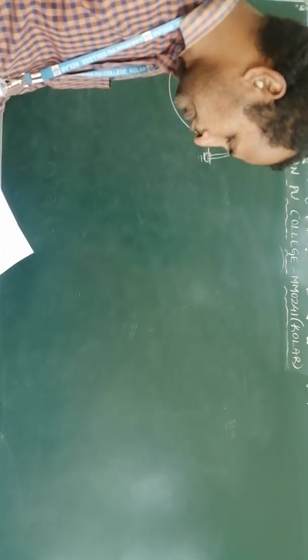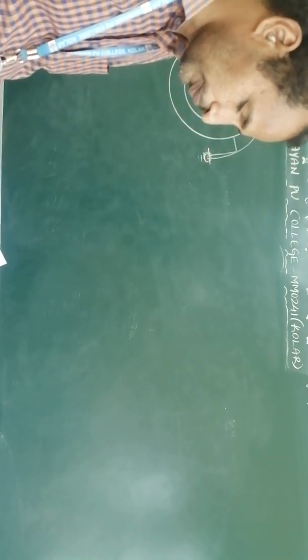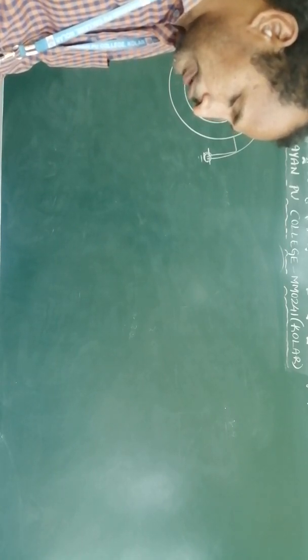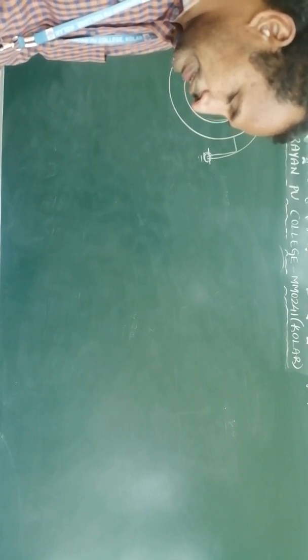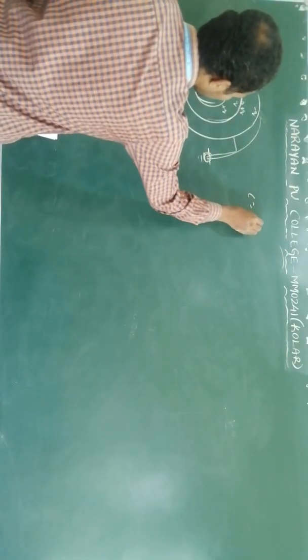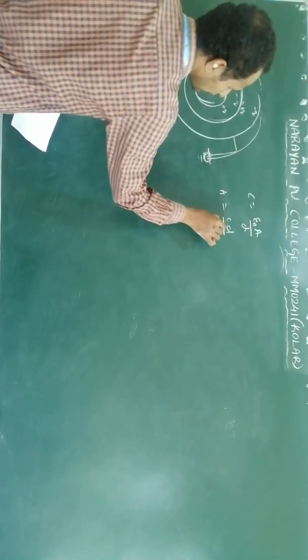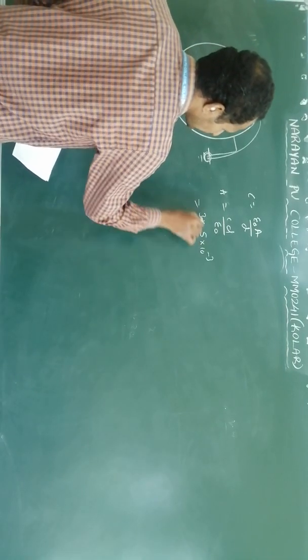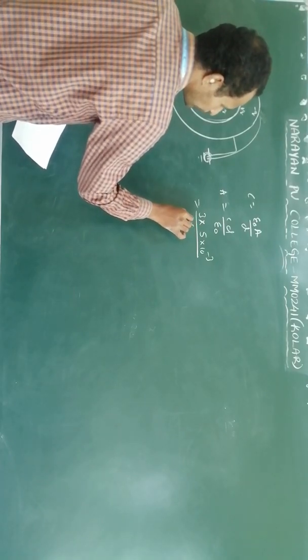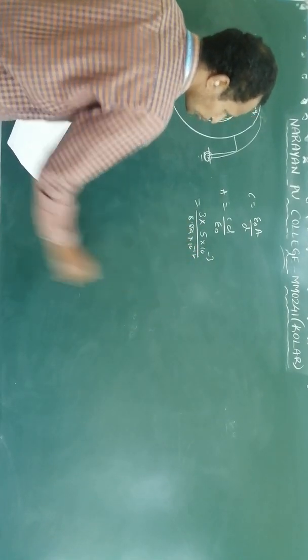Next, 8th one, direct question, draw the field lines for positive and negative combination. Clear. Next, 9th one. What is the area of the plate of a 3 farad parallel plate capacitor if the separation between the plates is 5 mm? They are asking for area. This is also a direct question. C is equal to epsilon naught A by D. A is equal to CD by epsilon naught. C is given 3, D is given 5 mm, 5 into 10 power minus 3, and epsilon naught 8.854 into 10 power minus 12. Solve it, you will get the answer. Direct question.